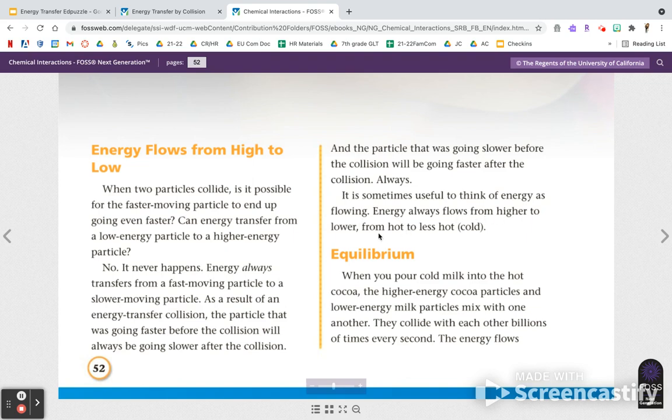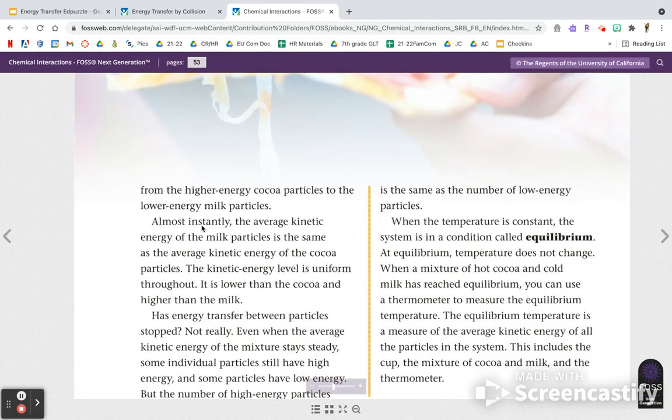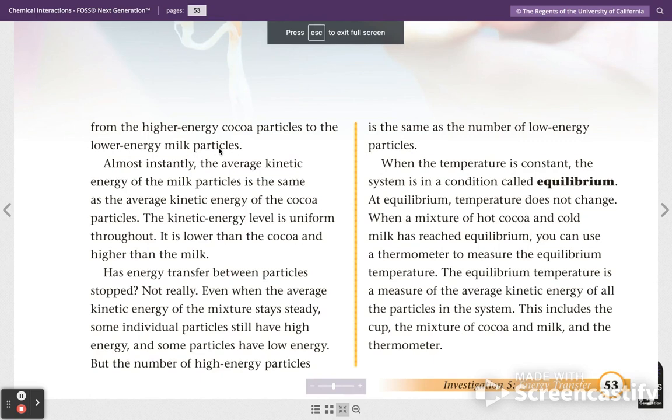It is sometimes useful to think of energy as flowing. Energy always flows from higher to lower, from hot to less hot or cold. This word is equilibrium. When you pour cold milk into hot cocoa, the higher energy cocoa particles and lower energy milk particles mix with one another. They collide with each other billions of times every second. The energy flows from the higher energy cocoa particles to the lower energy milk particles. Almost instantly, the average kinetic energy of the milk particles is the same as the average kinetic energy of the cocoa particles. The kinetic energy level is uniform or the same throughout. It is lower than the cocoa and higher than the milk.